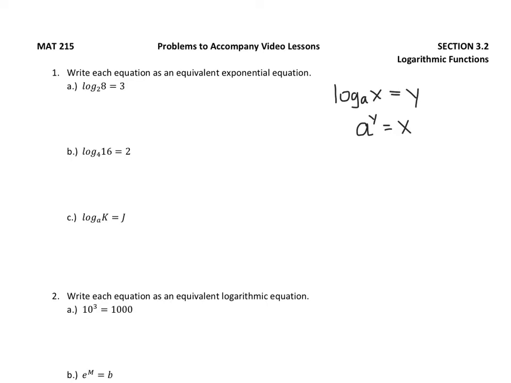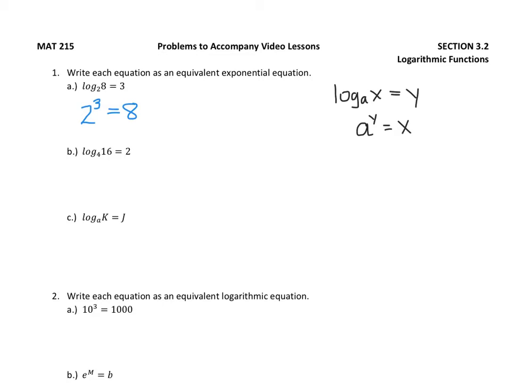So for part A, where you want to rewrite the equation log base 2 of 8 equal to 3 as an exponential equation, here our base is 2. So we have 2 as our base, and then the exponent is 3. Keep in mind that a logarithmic expression represents an exponent. Here the exponent is 3, and then that equals 8. And we can verify that it is in fact true that 2 raised to an exponent of 3 does equal 8.